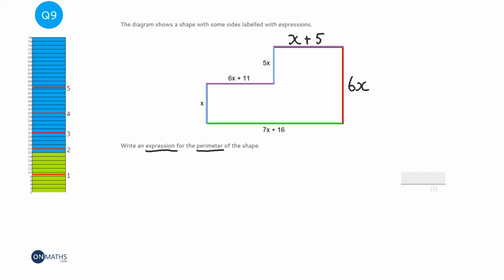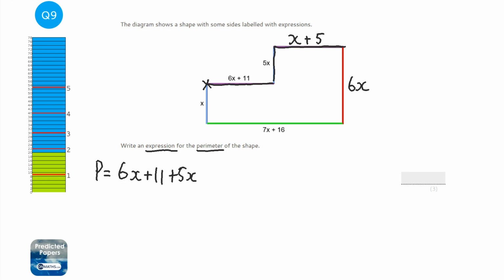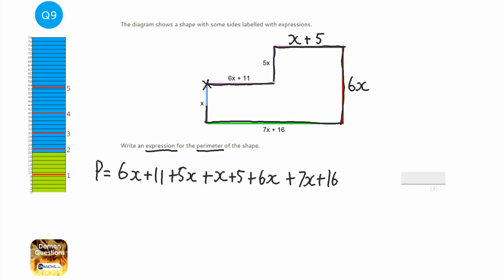So what I'm going to do is pick a point on the shape, and I'm just going to start walking around the shape and writing down everything as I go. So perimeter equals, and we've got 6x plus 11 plus 5x plus x plus 5 plus 6x plus 7x plus 16 plus x. So we've got quite a lengthy string of algebra there.